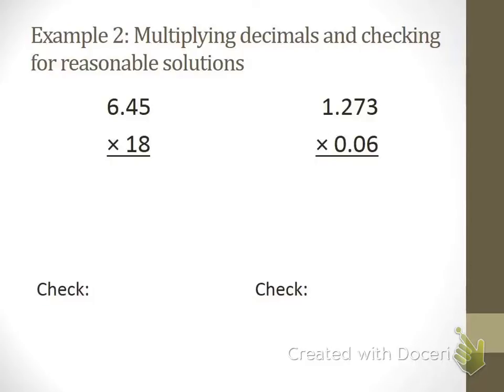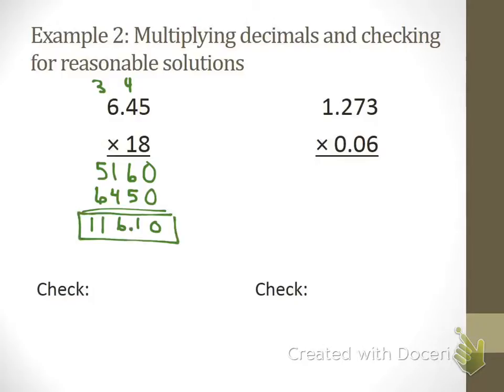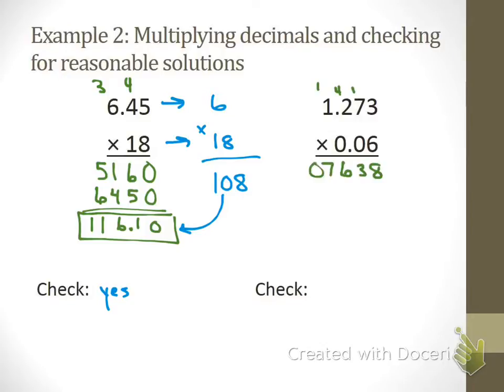All right, let's multiply the first one. We have 5 times 8 is 40. We multiply it across. We add them up. And did you get 116 and 110? Okay, then when we round, 6 times 18 is about 108. That's close enough. Again, if you got like 150 and your answer was 116, then you should go back and double check.